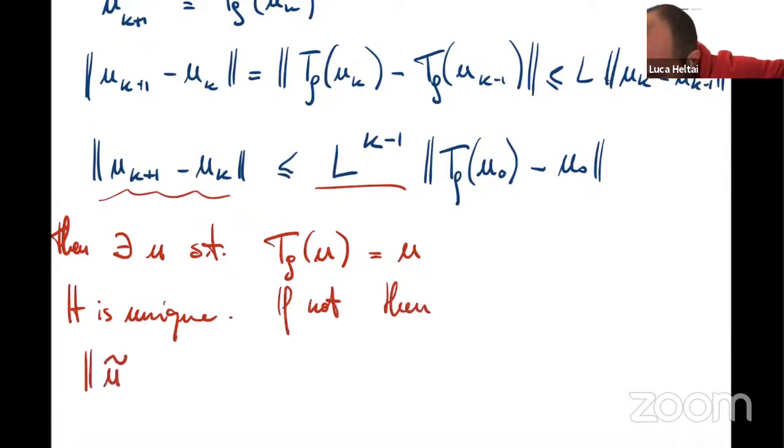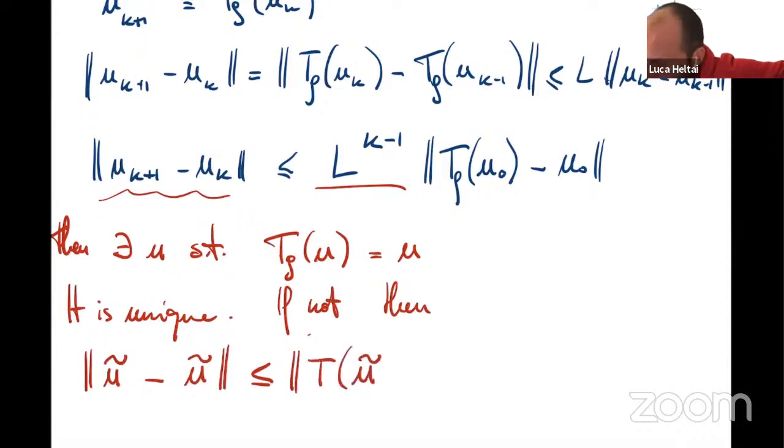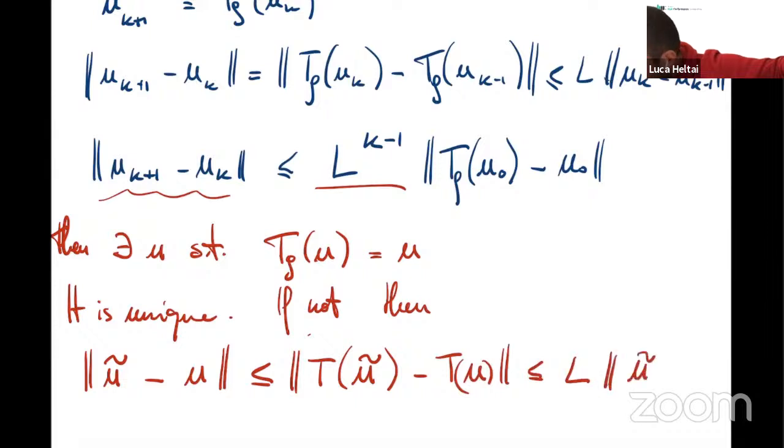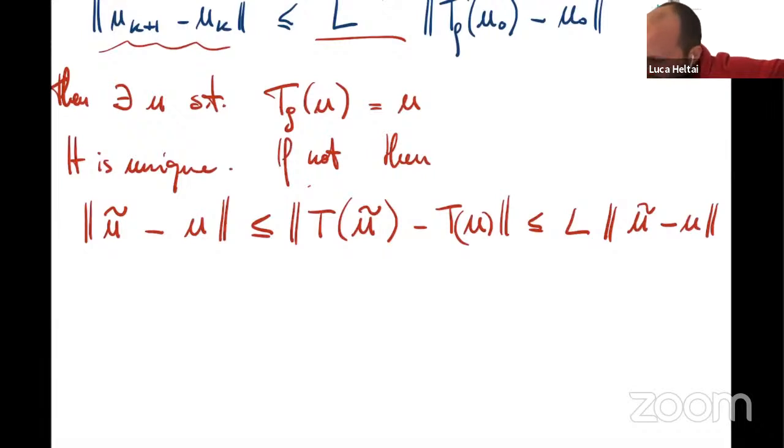We would have U minus U tilde. This should be smaller or equal than T of U tilde. Sorry. If not, then this is T of U tilde minus T of U, which we know is smaller or equal than L times the norm of U tilde minus U, but this is a contradiction.